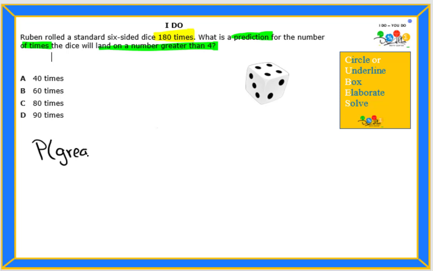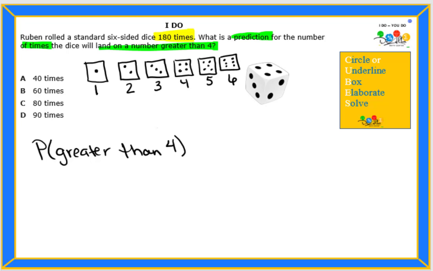Before I find that, I'm going to look at the number cube or the dice and see what all the possible outcomes are. And then we will look at the ones that are greater than 4. Okay, so here are all the possible outcomes when we roll this cube. We could land on the 1, the 2, the 3, the 4, 5, or 6, since it's a six-sided dice.